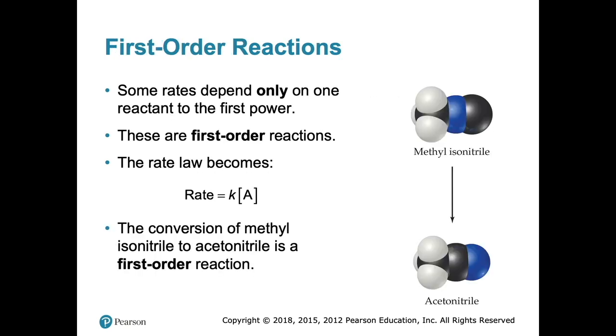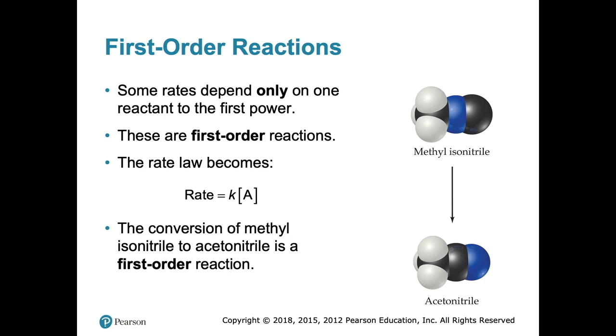So let's first talk about first order reactions. Here I have methyl isonitrile, and it becomes acetonitrile. They look almost exactly the same, don't they? In this particular reaction, the rate depends only on the reactant to the first power. For first order reactions, the rate law becomes rate equals the rate constant K times the concentration of A. Notice it's a first order reaction, and the coefficient there is 1. So the conversion of methyl isonitrile to acetonitrile is a first order reaction.